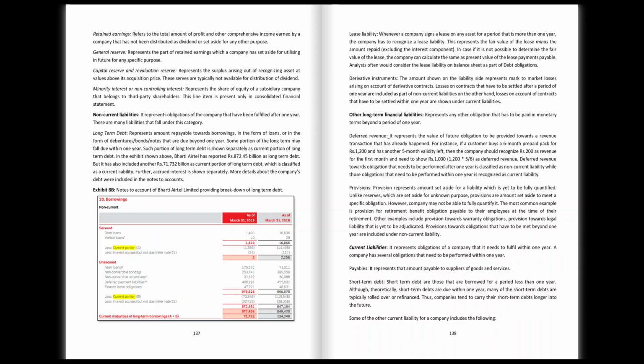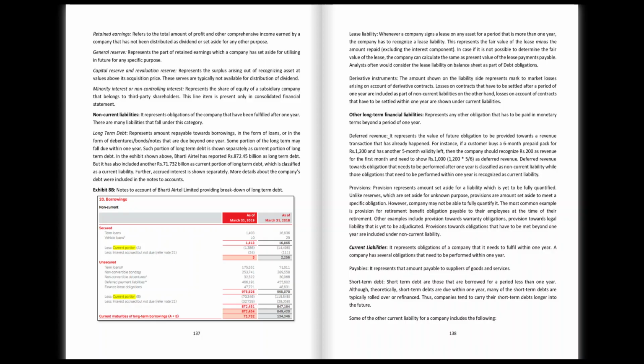Provisions represent the amount set aside for a liability which is yet to be fully quantified. Unlike reserves, which are set aside for an unknown purpose, provisions are amounts set aside to meet a specific obligation. However, a company may not be able to fully quantify it. The most common example is provision for retirement benefit obligations payable to employees at the time of their retirement. Other examples include provision towards warranty obligations and provision towards legal liability that is yet to be adjudicated. Provisions towards obligations that have to be met beyond 1 year are included under non-current liabilities.